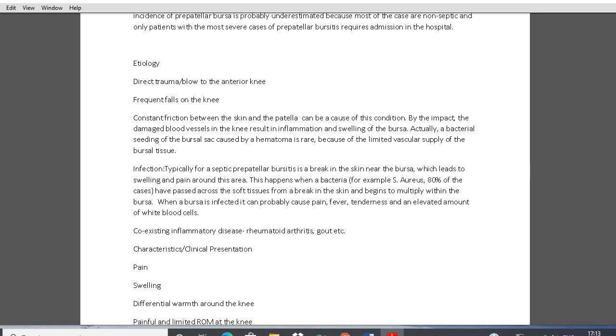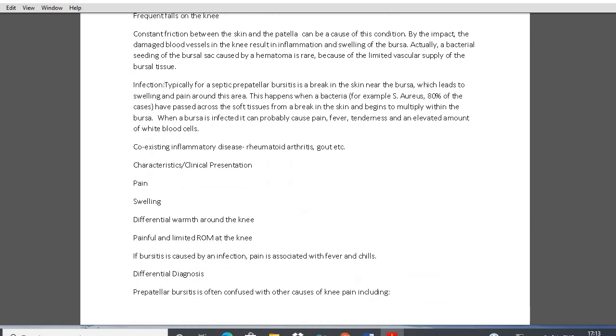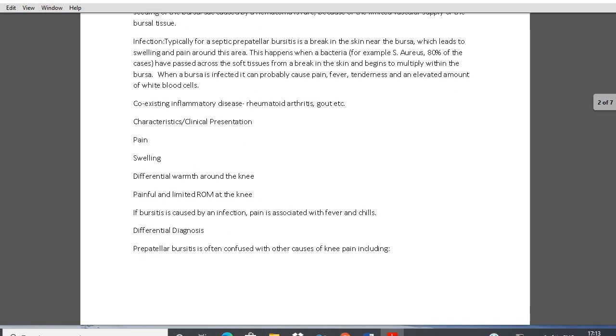Now what is the clinical presentation? It is mainly pain, swelling, warmth around the knee, and limited range of motion at the knee. If it is due to infection, then the pain is associated with fever and chills. These are the clinical presentations.